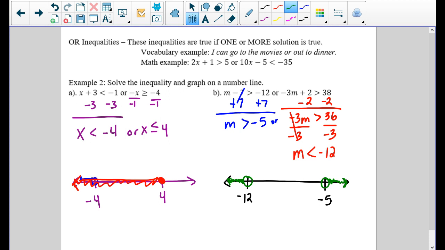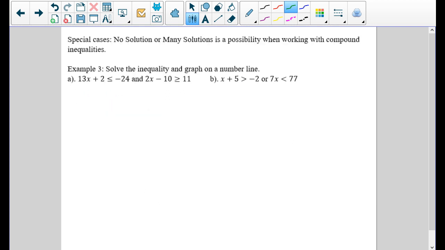So we do have some special cases here. Take a look at them real quick. We have no solutions, or many solutions, or infinite solutions, all real numbers, things like that we can talk about. So let's solve this first, letter A, and see what we get.